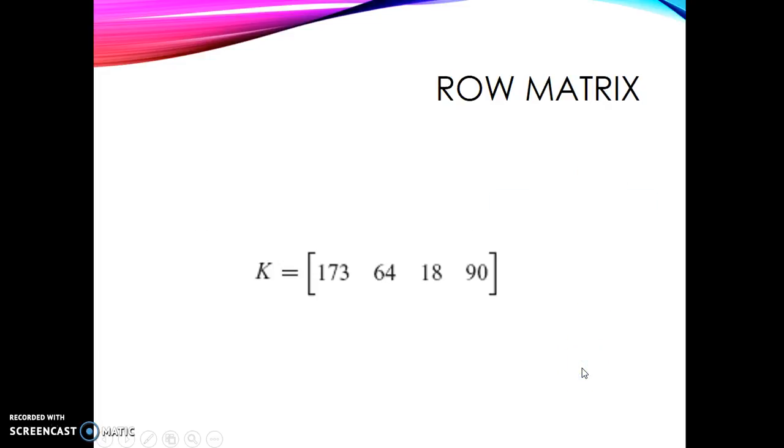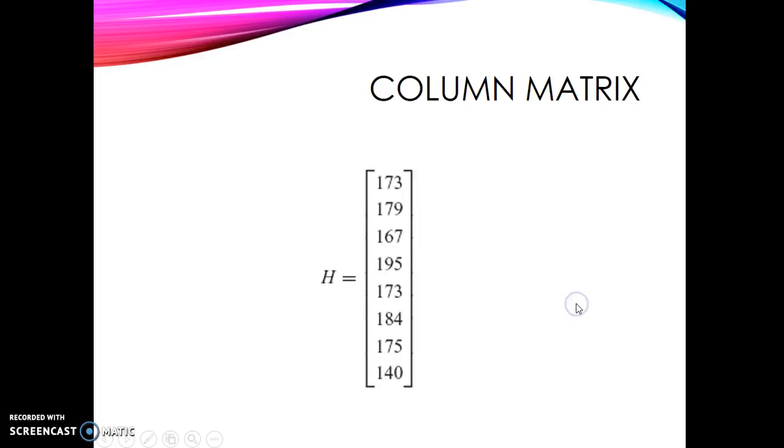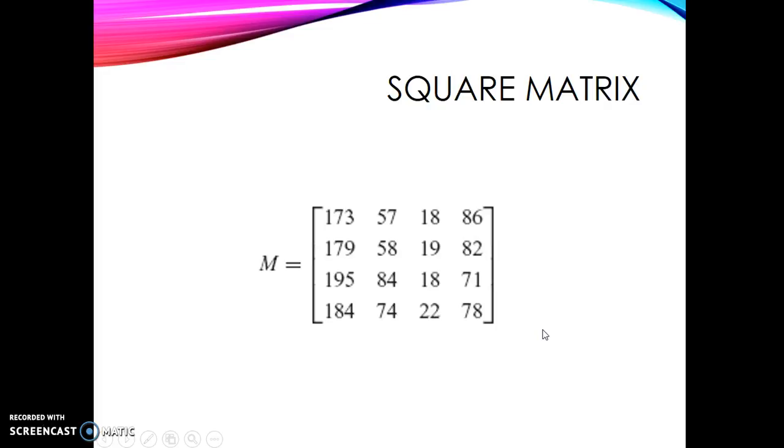This one is a row matrix. It only has one row. It does actually have 4 columns. Doesn't look like it, but it has one row. This matrix is called a column matrix. It has one column. Yes, there are 8 rows in it. Doesn't look like it, but this is a column matrix. A square matrix has exactly the same number of rows and columns, and of course looks like a square.